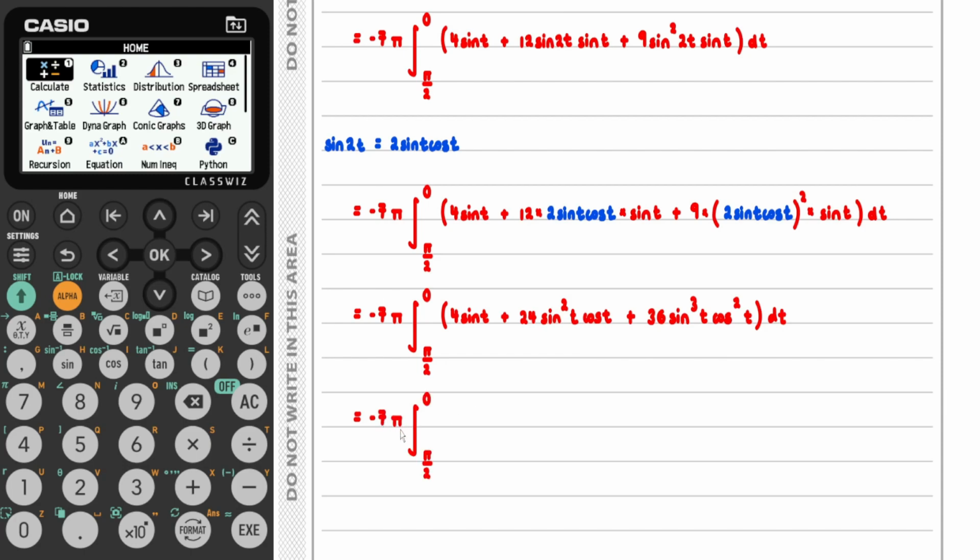So I've got negative 7 pi times the integral from pi over 2 to 0 of 4 sine t, and then here I've got the 24 sine t squared cos t, and then I've got 36 times sine t cubed. The sine t cubed I can rewrite as sine t times sine t squared, and then I've got this cos t squared.